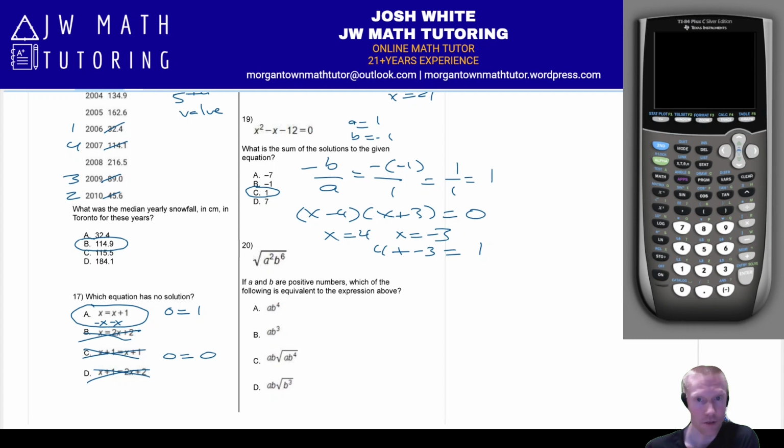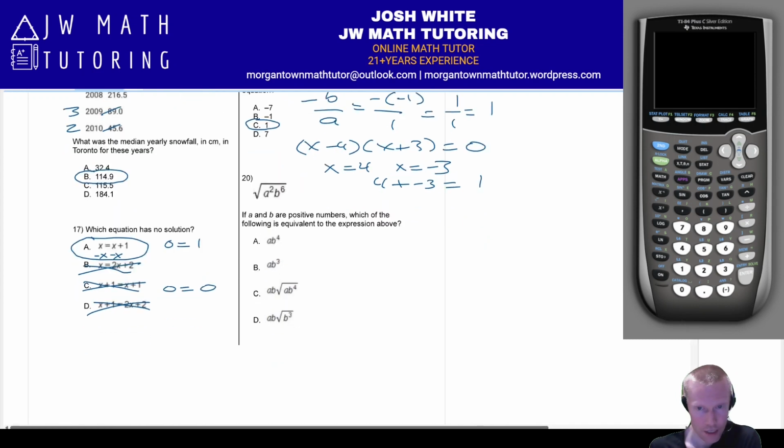If you couldn't remember how to factor it for some reason, you could graph it out, and then you could use the zero function, and you could get the two intercepts, or two zeros, two solutions, whatever you want to call them. It's all the same thing that way. Positive 4, negative 3, and then you could just add them together.